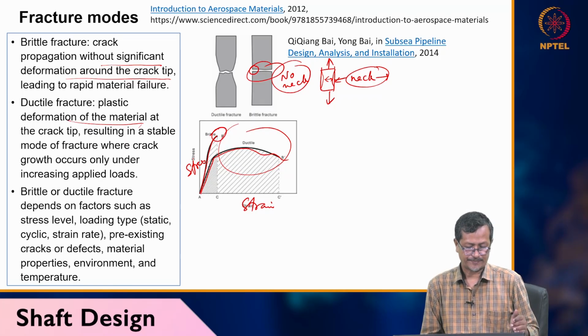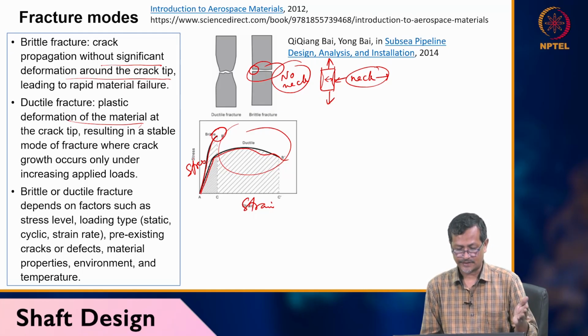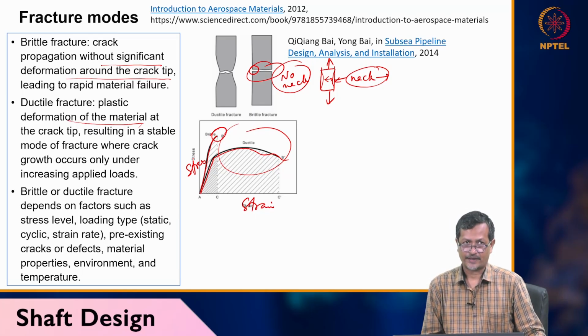Brittle or ductile fracture depends on factors such as stress level, loading type (static or cyclic), strain, pre-existing crack or defect, material properties, environment and temperature. The same material can behave brittle or ductile based on temperature also. At very low temperature, certain materials can be brittle, but at normal temperature they may be ductile. So that also affects it.